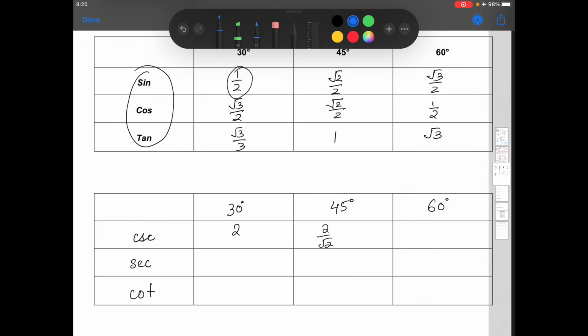2/2. Let me get some color. Rationalize it, and this would be just 2/2/2. So this is just √2. I'm just going to write it here, √2. Then I have 60, which would be 2/3. Rationalize it. So what do I get?